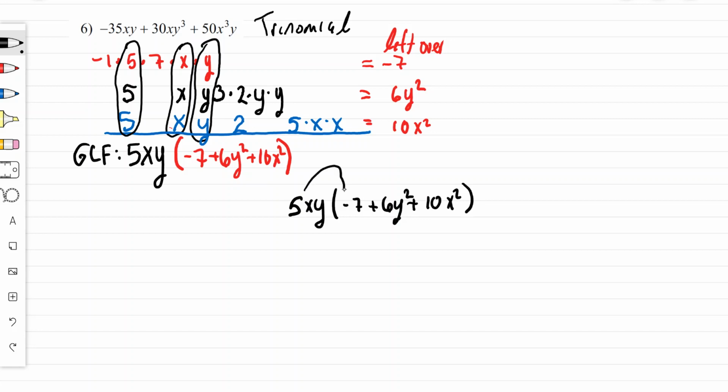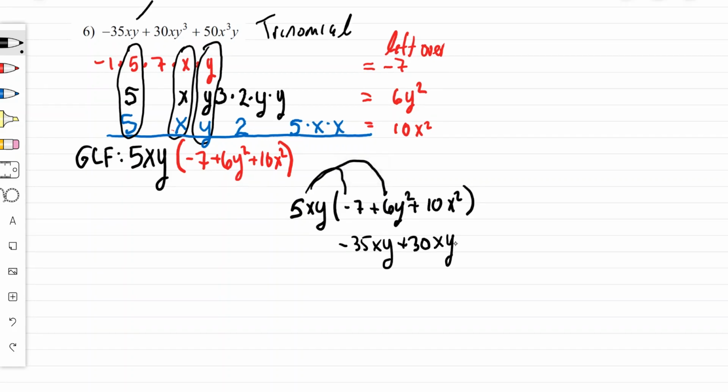Well, if I multiply this times this, I get -35xy. Check. If I multiply this times all this, 5 times 6 is +30. X times no x is x. Y times y squared is y cubed. Okay, check. And then I multiply this times all this. 5 times 10 is +50. X times x squared is x cubed. And y times no other y is a y. Check. There I go. I got everything I needed.